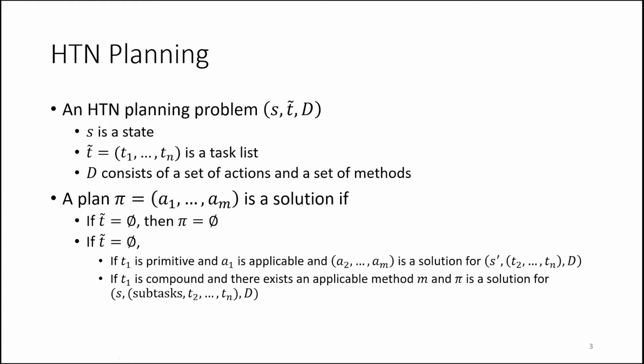the first task is primitive and the first action in the plan is applicable, then we check again whether the remaining actions are a solution for the new state after applying that action and the remaining tasks. And if the first task is compound and there exists an applicable method, then we replace the first task with its subtasks, and then we check whether the plan is a solution for the new tasks. So essentially, a solution is defined recursively. Those definitions are the traditional definition in HTN planning.